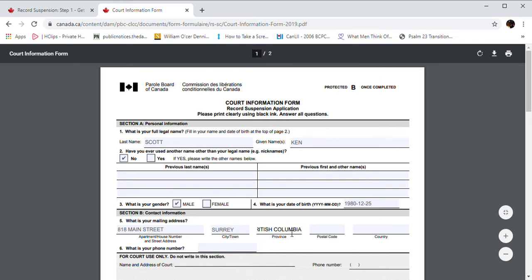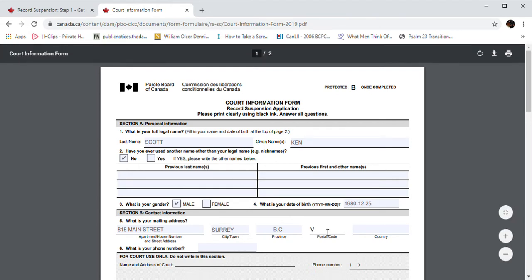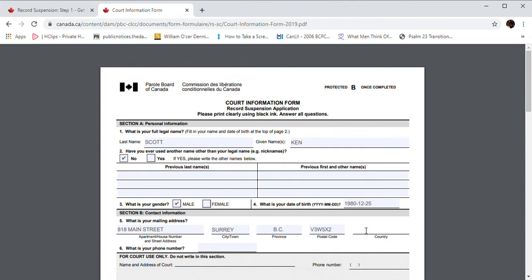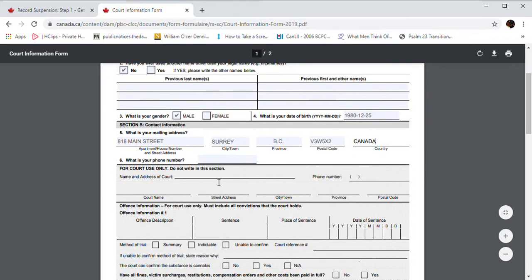Either you can spell it out or say BC. Normally what I like to do to be pretty, and this is just my thing, I kind of center it over province. Postal code, V3S 5X2. Country: the nice gentleman would love for me to put down the country, but let's say Canada. Okay. For court use only, obviously it means the court uses that, so ignore it. All this in the shaded area, just ignore.